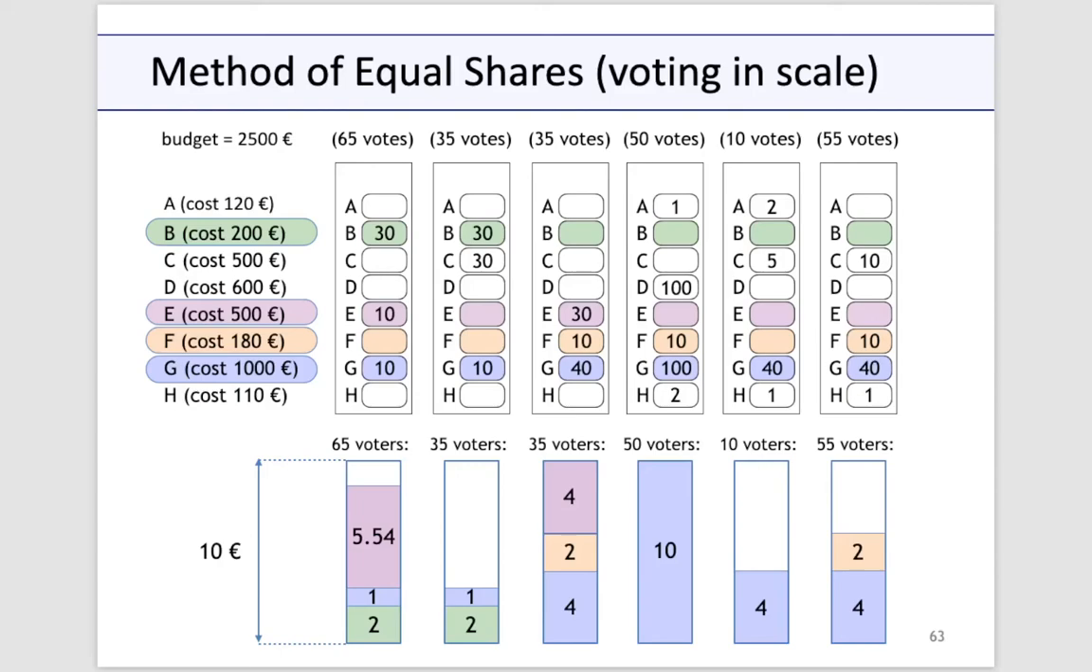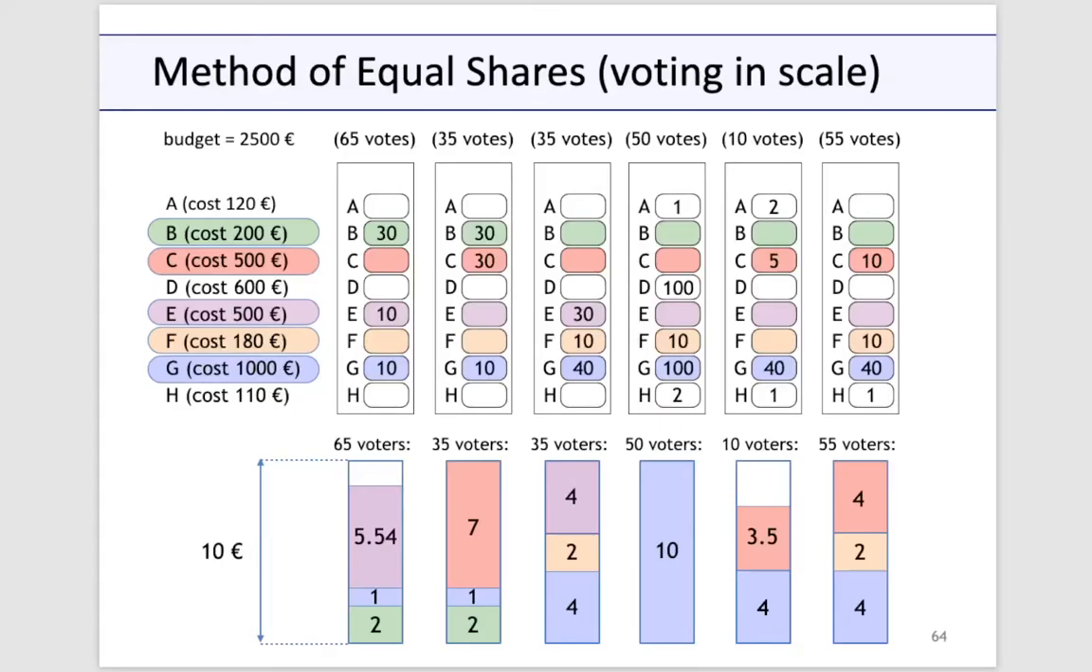And among the not selected yet projects, these 2 points of satisfaction per 1 euro is the highest for project E. And this is why project E is selected in this round. In the next round, we select project C, and the rule finishes. It returns projects B, C, E, F, and G.